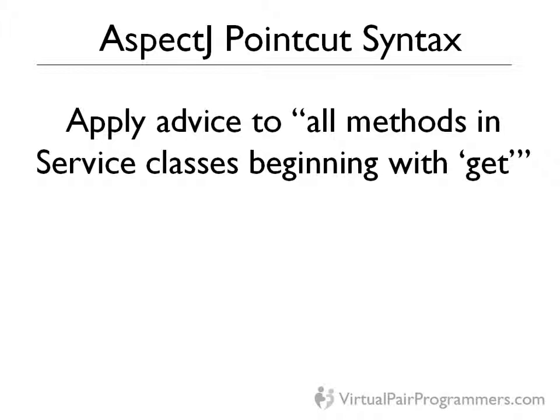So let's assume we want to set up the pointcut along the lines of: we want to apply advice to all methods in our service classes beginning with get. Well, what they can do is specify a single string. It looks something like this. I have to say this isn't actually correct yet. I'm going to build it up as I explain it.